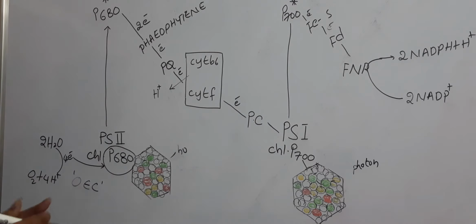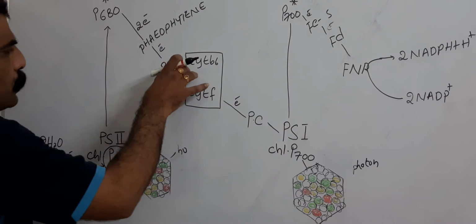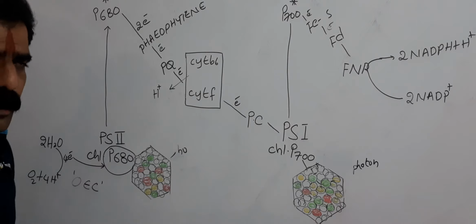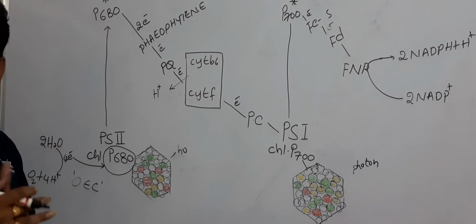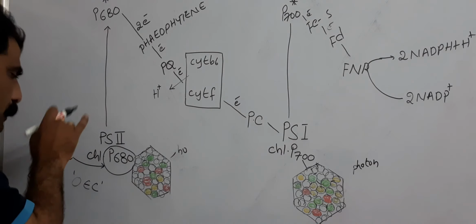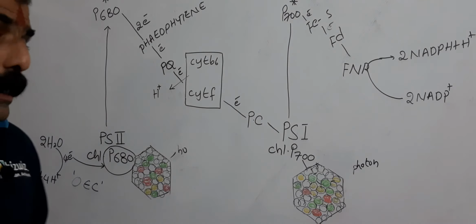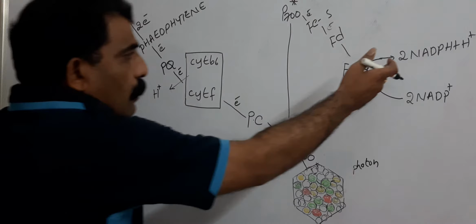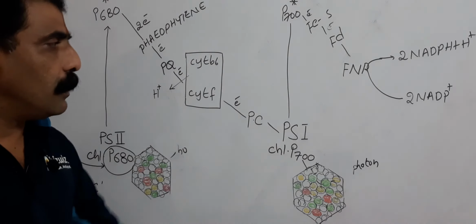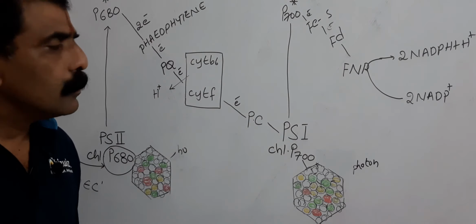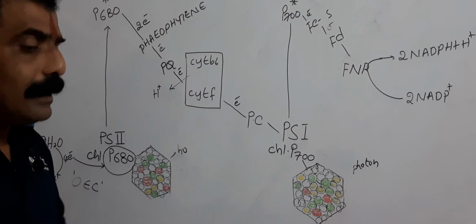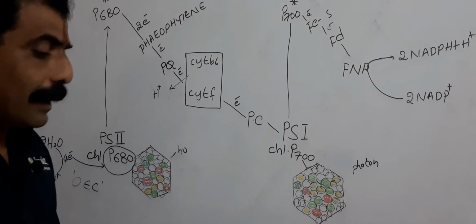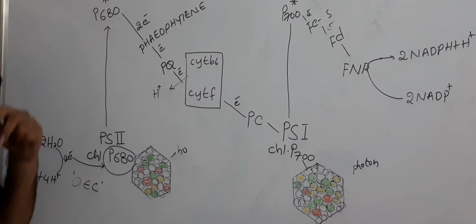You see, now here during the transfer of electrons from plastoquinone to cytochrome b6f complex, some protons are pumped into the lumen. Even photolysis also results in the accumulation of the protons. As a result, and here NADP removes the protons from the stroma. All these activities decrease the proton concentration in the stroma and increase the proton concentration in the lumen.